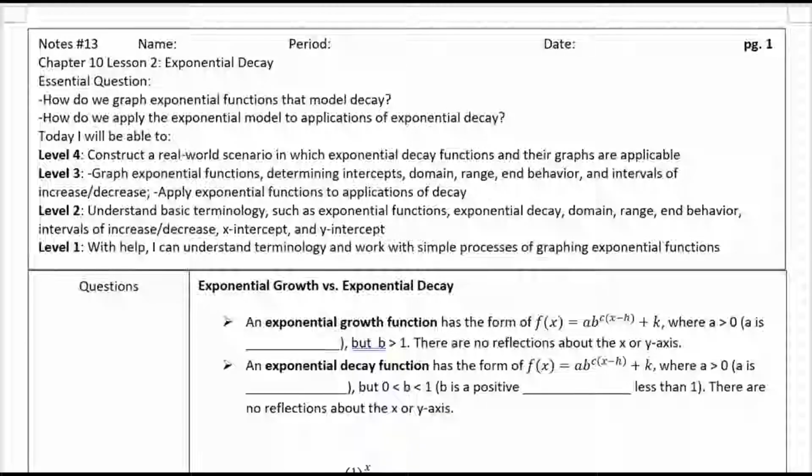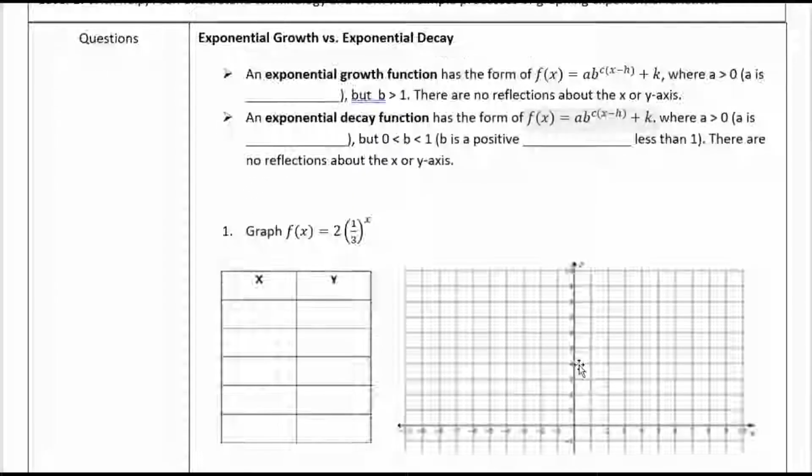All right, class, welcome to the second lesson in the chapter. Last lesson, we talked about exponential growth. This time we're going to look at exponential decay. Our goal is to be able to graph exponential functions that model decay and apply this model to word problems and applications. First we're going to compare the difference between exponential growth and decay.